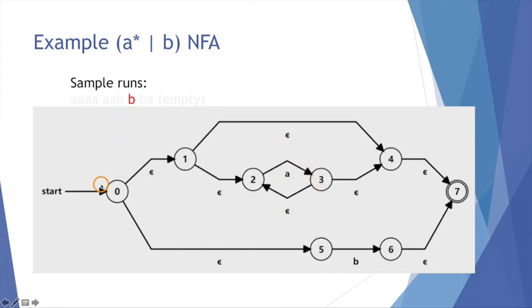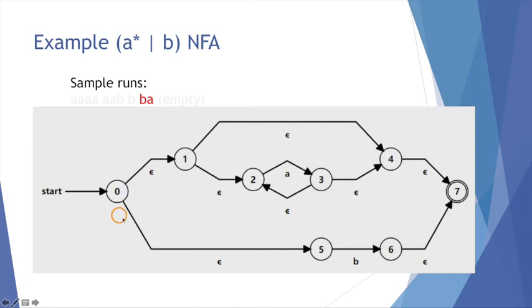And we're going to do B. We're going down from 0 to 5 through the epsilon. Then 5 to 6 is a B, and that's it. And you can just skip using the epsilon to 7 to be accepted, because B is going to be accepted in this expression.